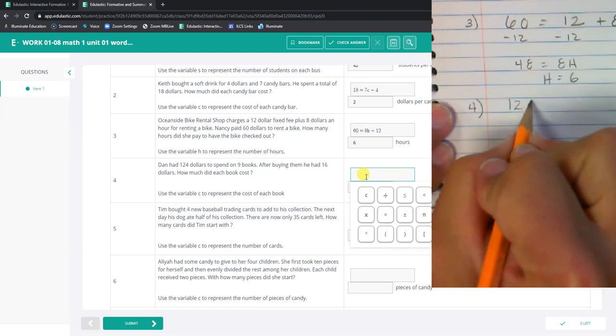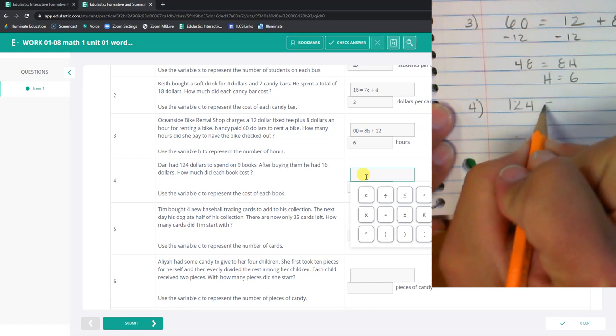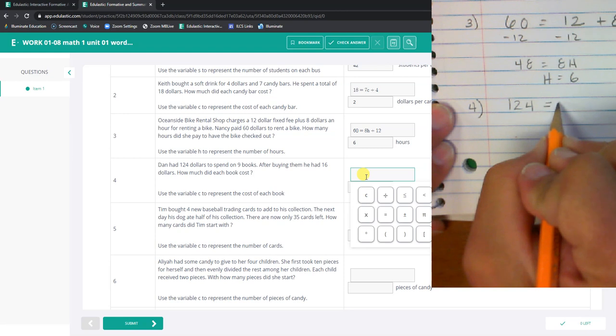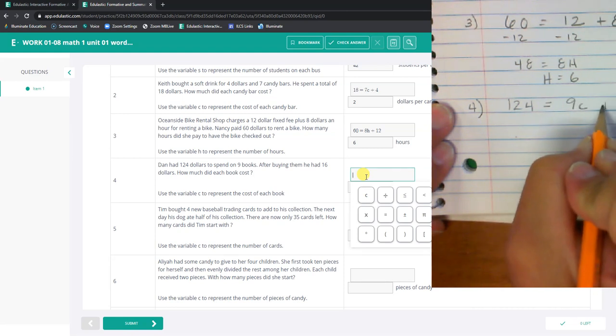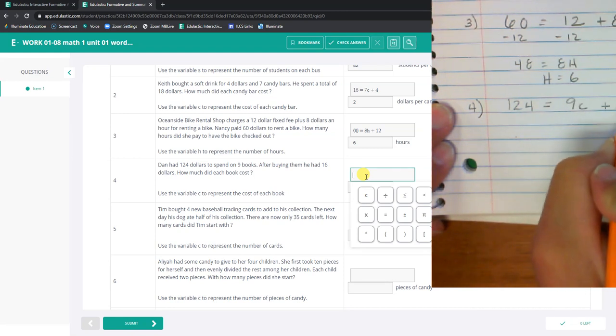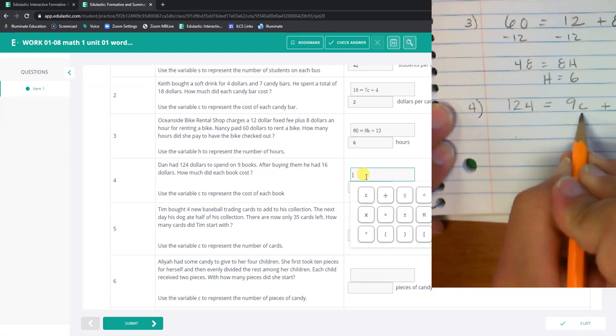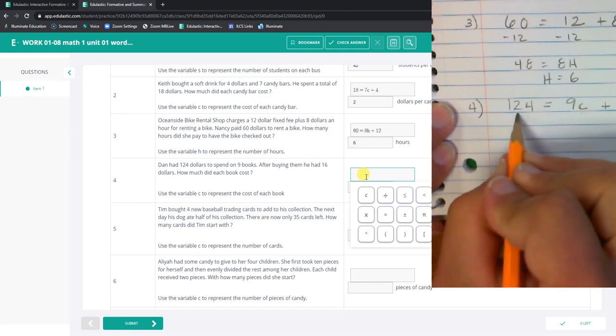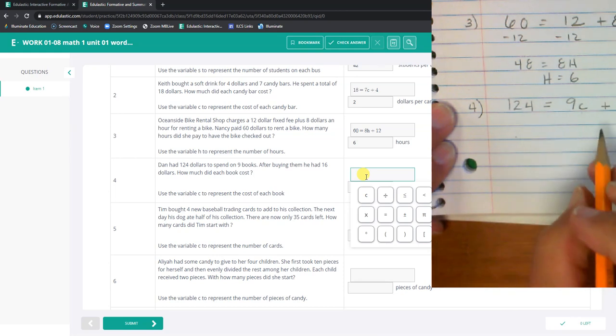So $124. 9 books. 9 times the cost of books plus the change that he had left over, $16. So number of books, or the cost of books, 9 times the cost of books plus the $16 change equals the 124. And let's solve this.